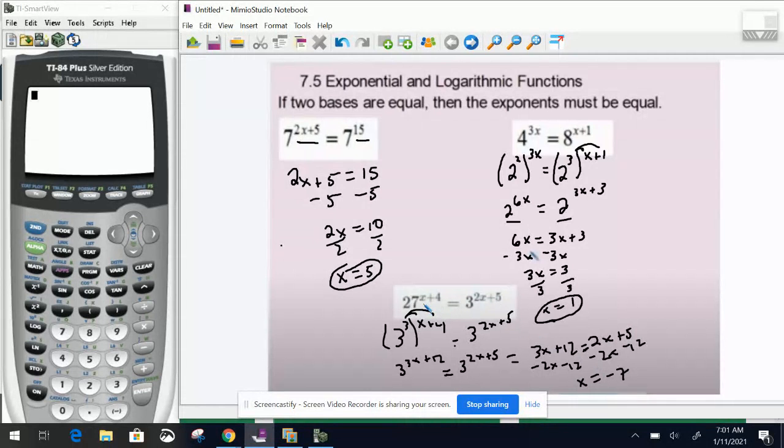If you plug in negative 7, I would get 27 to the negative third on one side, and 3 to the negative 9th on the other. When you do the math, the left side would equal the right side.